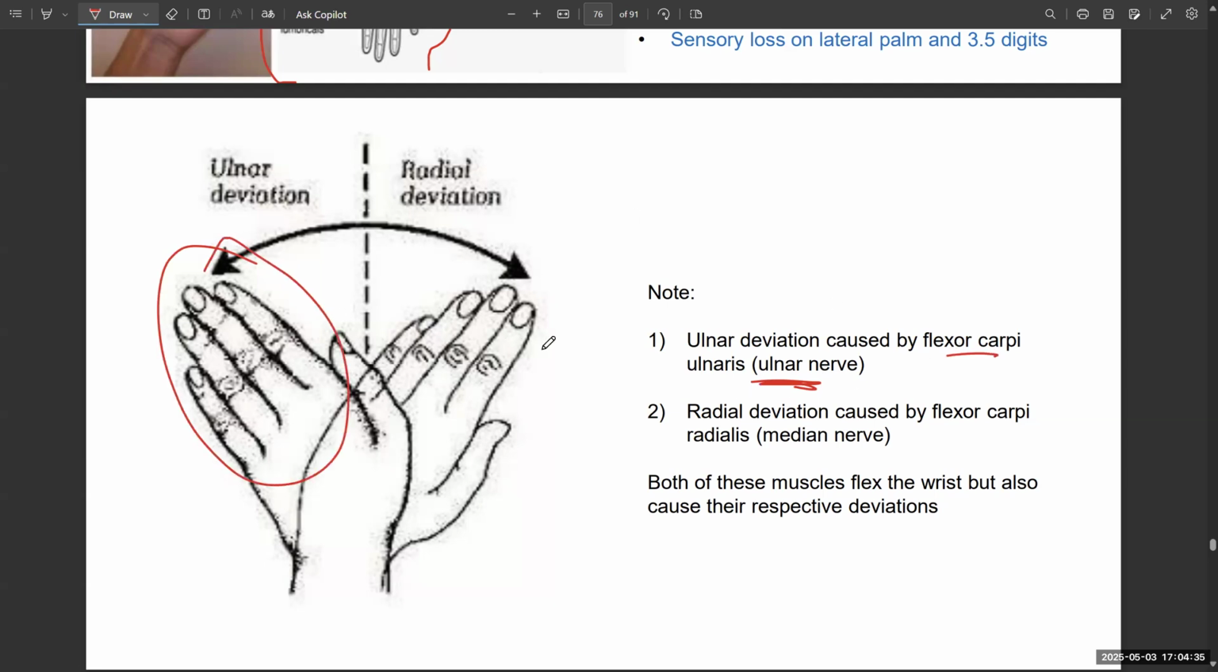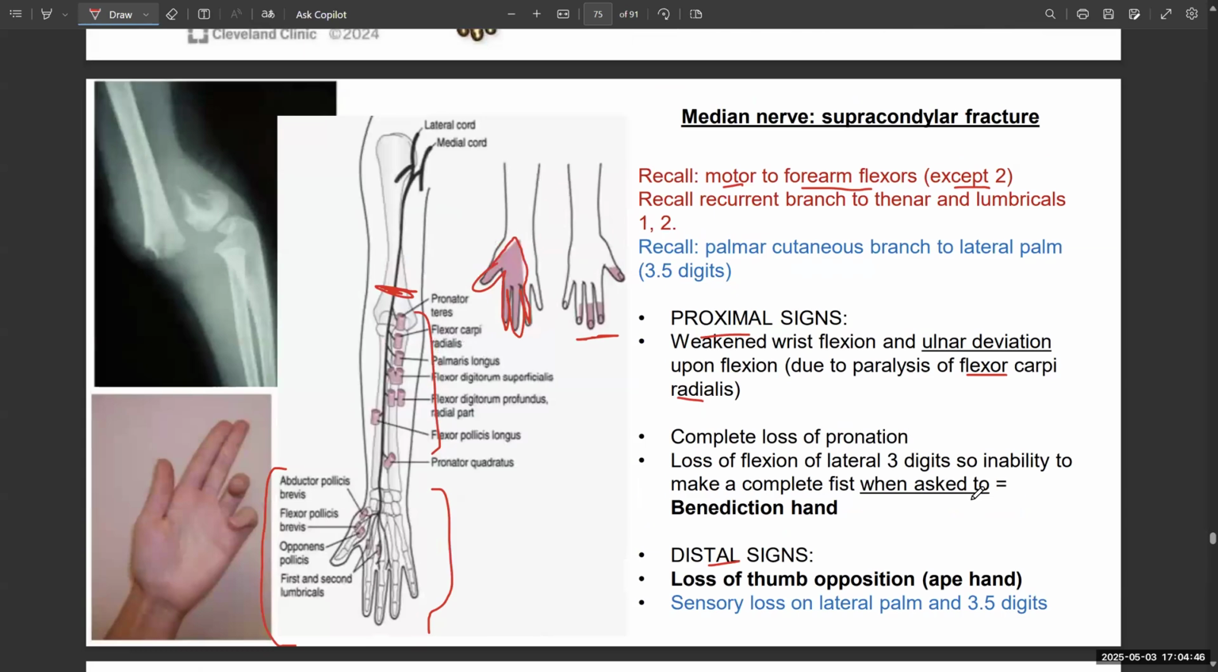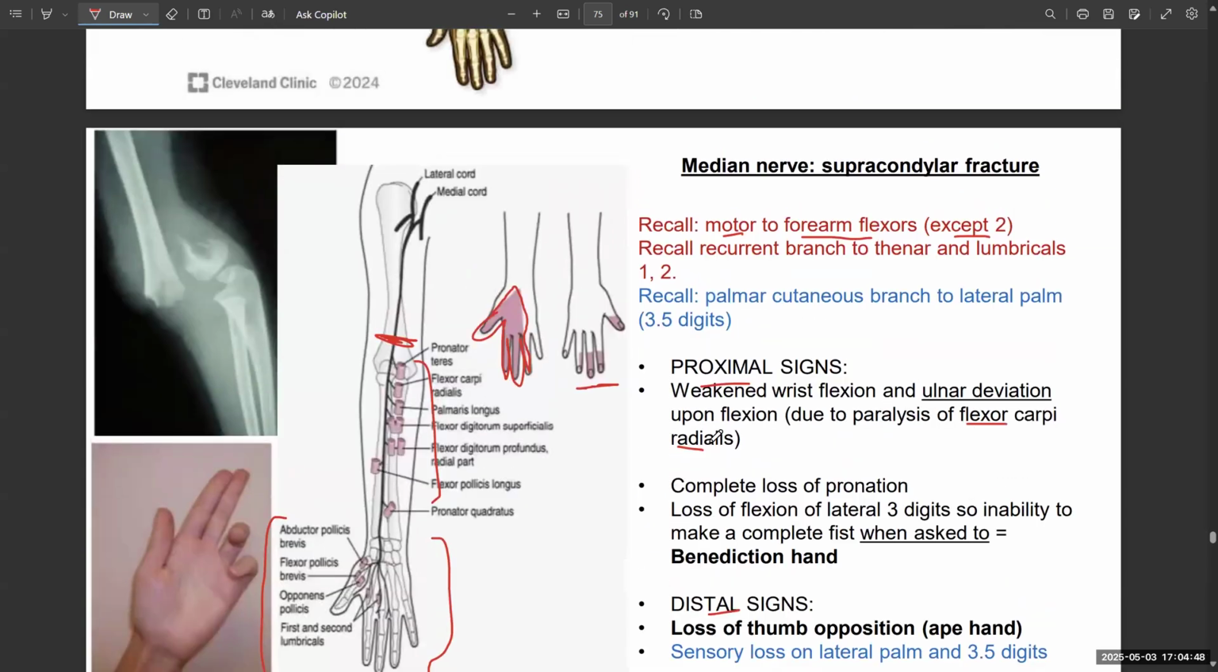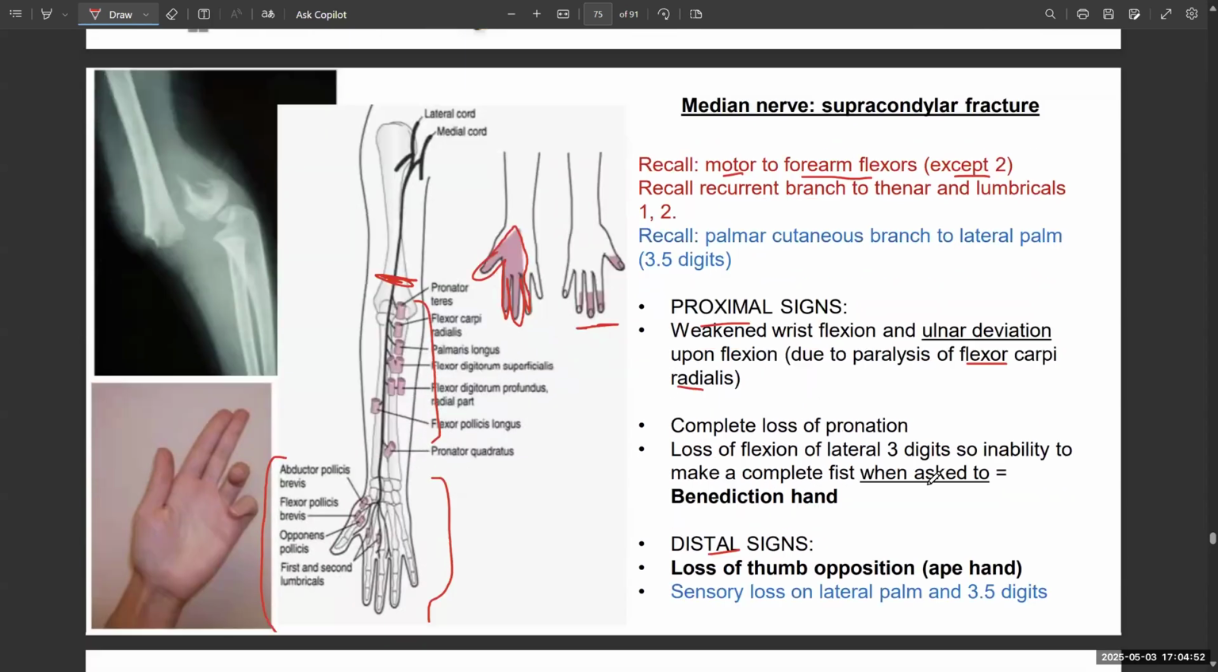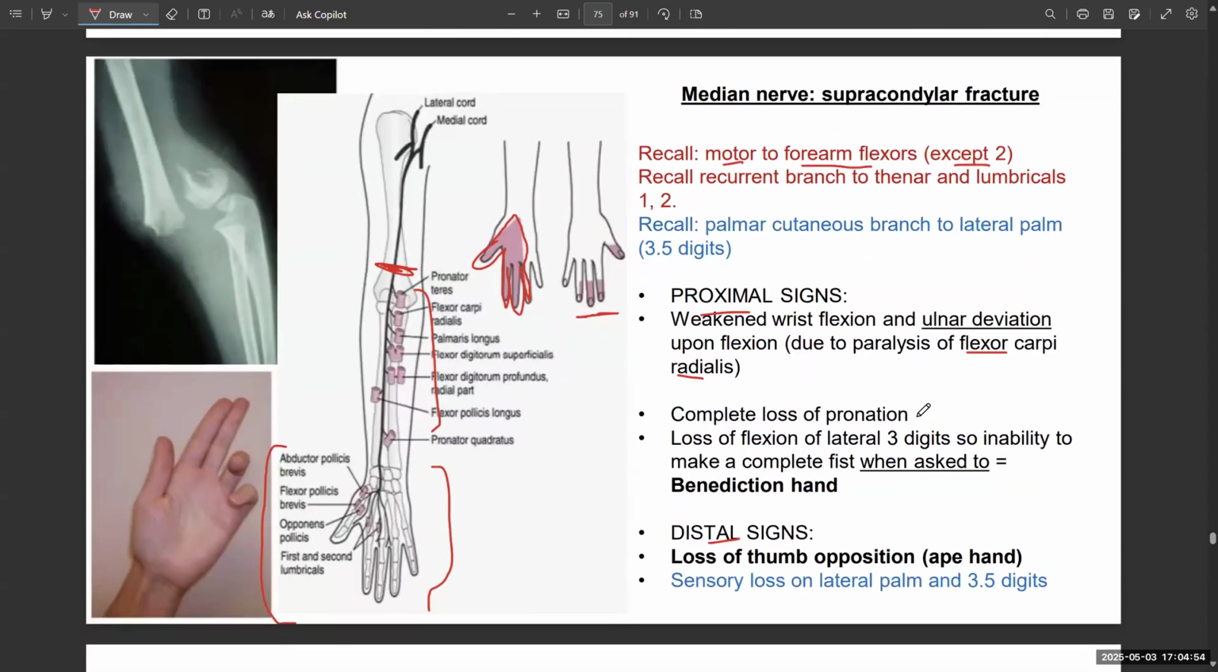Radial deviation, moving to the radial side, is caused by flexor carpi radialis, which is supplied by the median nerve. Both of these muscles flex the wrist, but also cause their respective deviations. So if you have loss of radialis, the hand is automatically going to move to the ulnar side. And then you have complete loss of pronation.